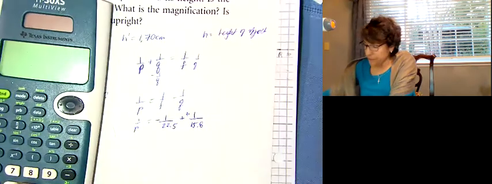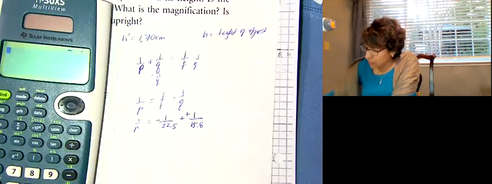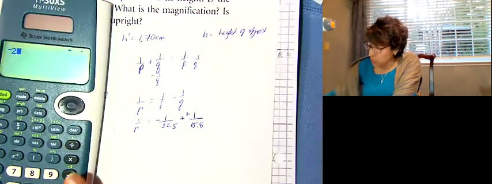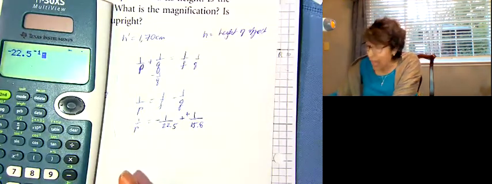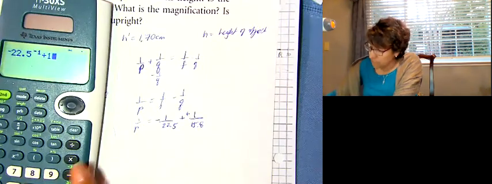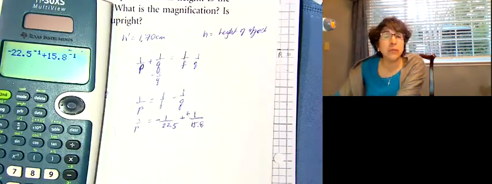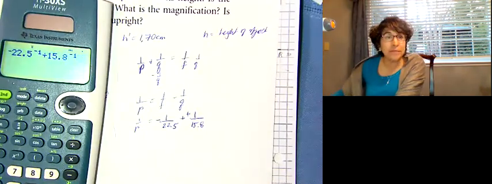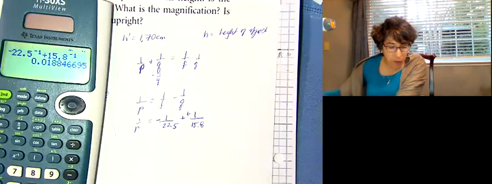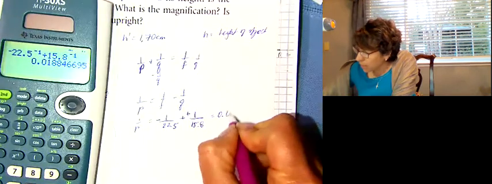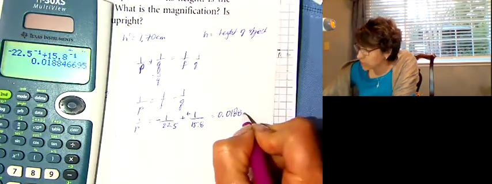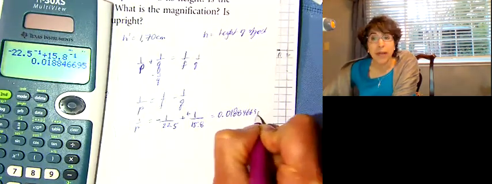Let's turn on my calculator. Okay, so I have a negative 22.5. Please invert that for me. There it is. And I'm going to add that to 15.8 inverted. Remember, that just means the reciprocal. Give me a 1 over that. And what do I get? I get 0.0188466, etc. Okay, that's nice.